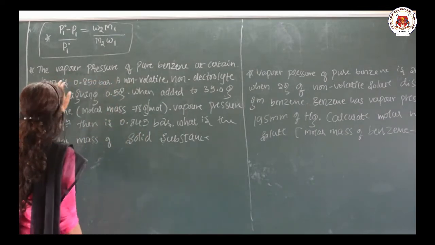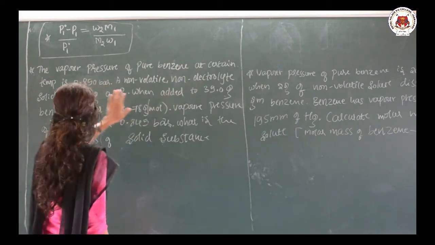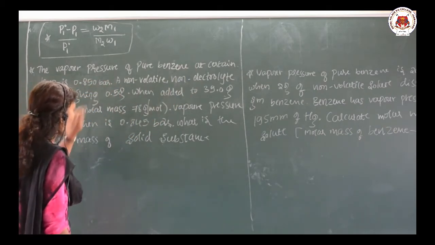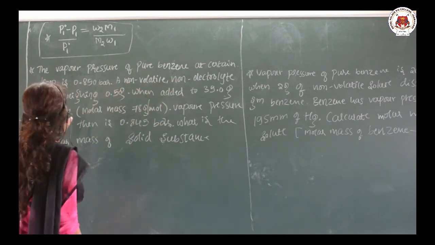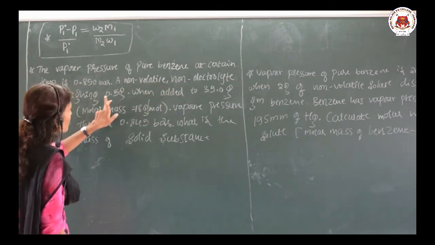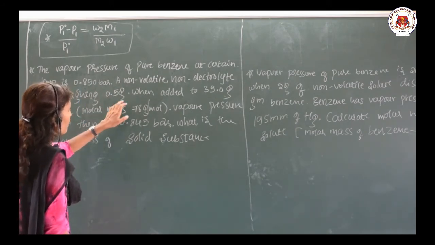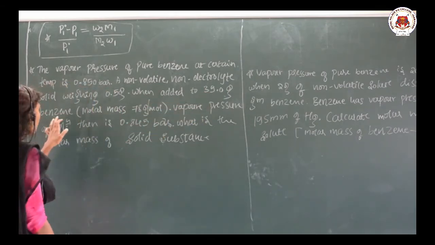Okay. Thank you. Let us discuss one problem on the basis of the relative lowering of the vapor pressure. Here, the vapor pressure of pure benzene at a certain temperature is 0.850 bar. A non-volatile, non-electrolyte solid weighing 0.5 gram is added to 39.0 gram of benzene.